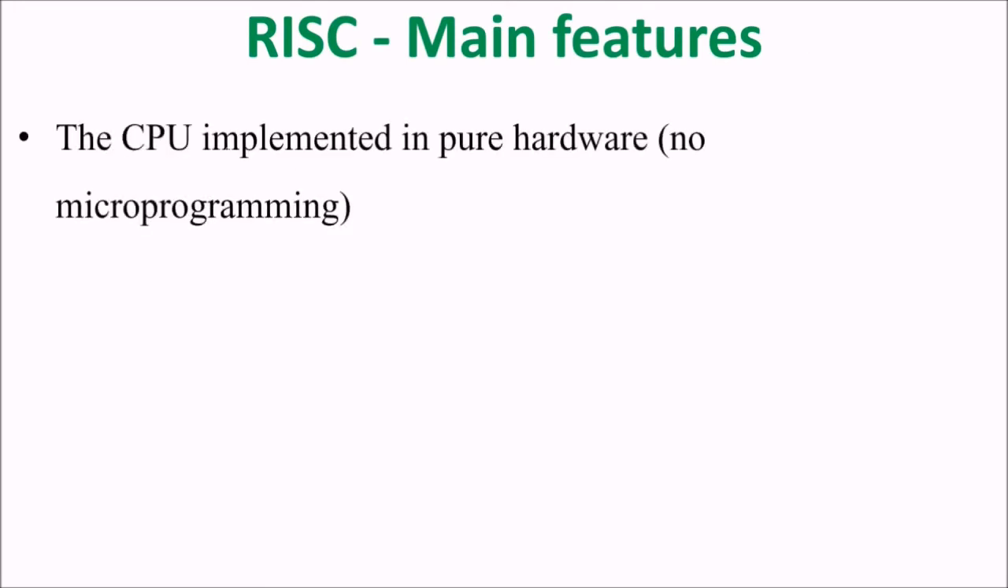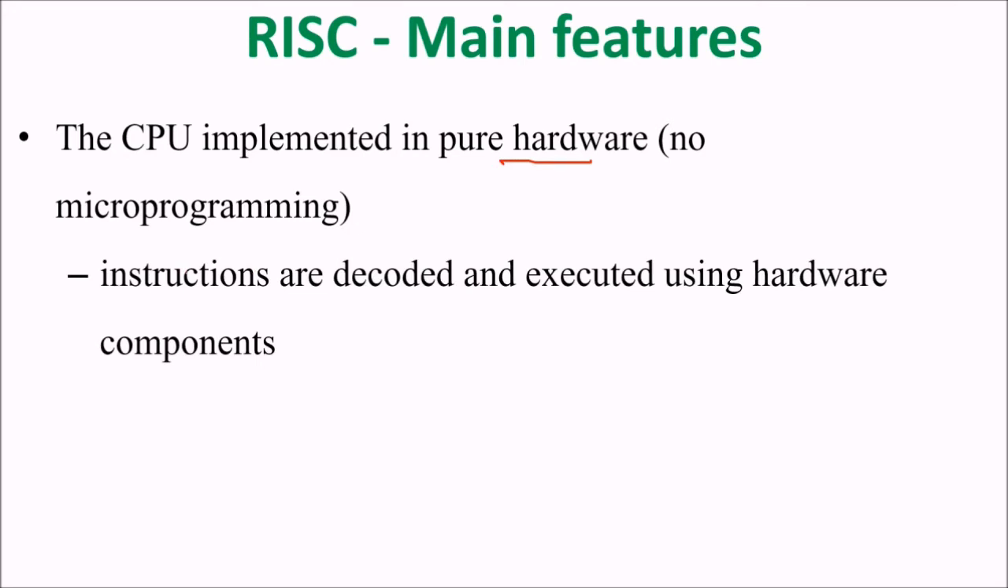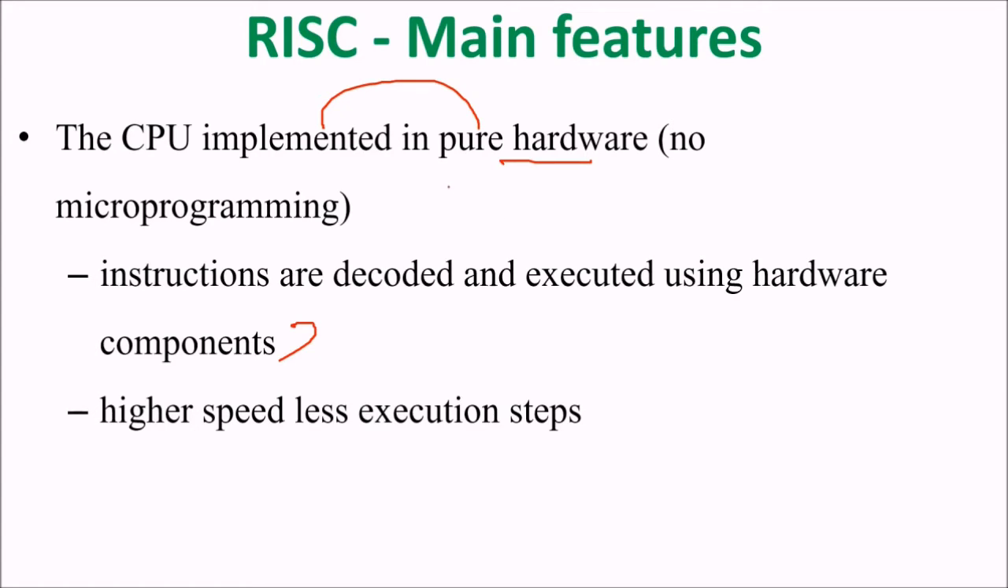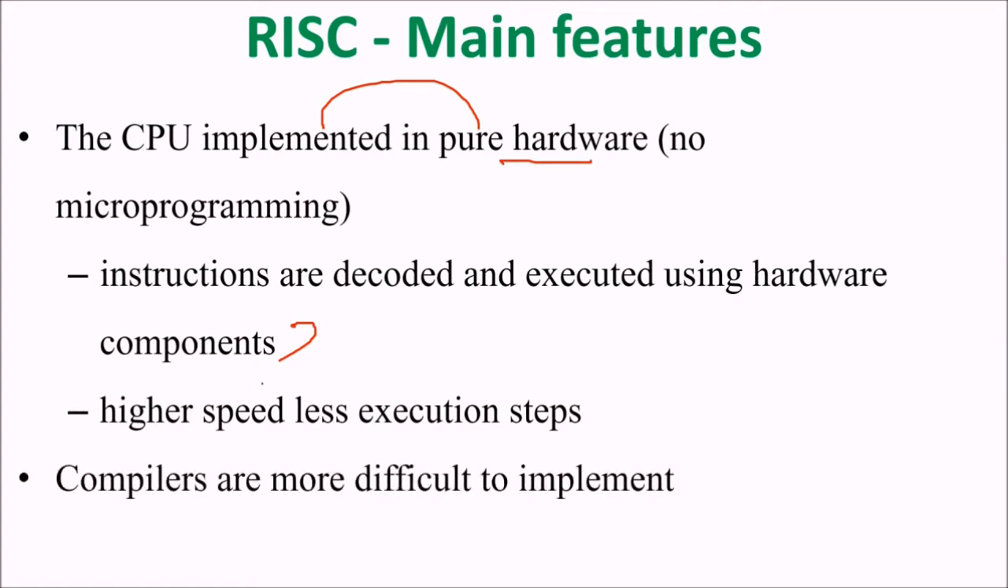The CPU implemented in pure hardware, no microprogramming. So instructions are decoded and executed using hardware components. Please understand, the CPU implemented in pure hardware means instructions are decoded and executed using hardware components: higher speed, fewer execution steps, and of course the compilers are difficult to implement here.